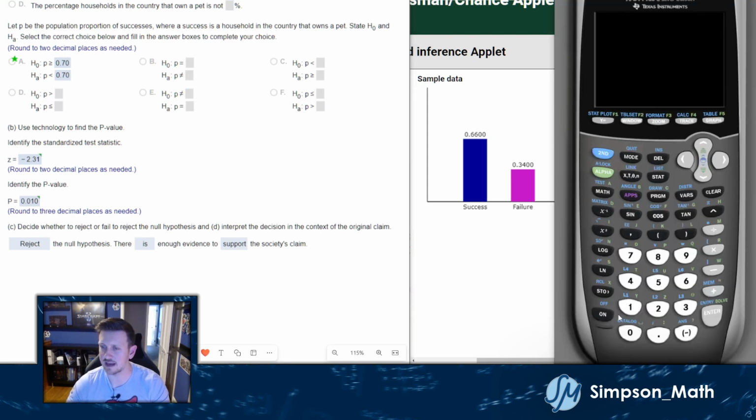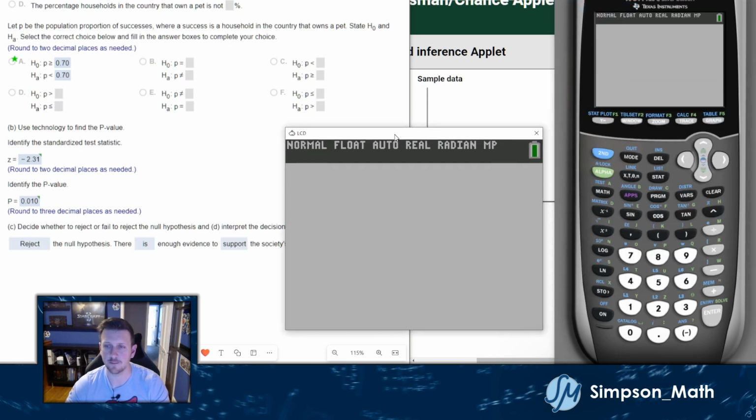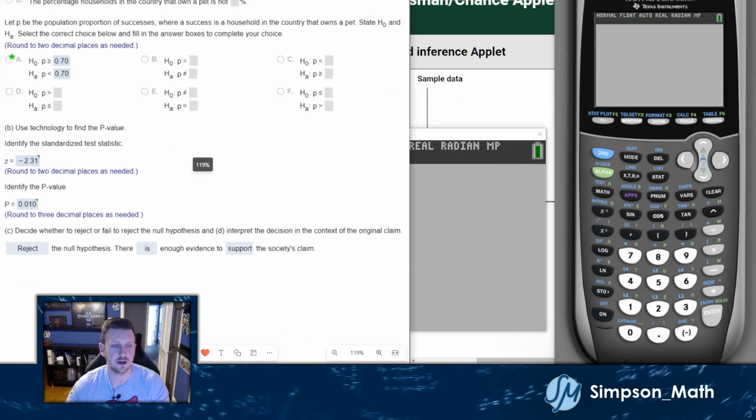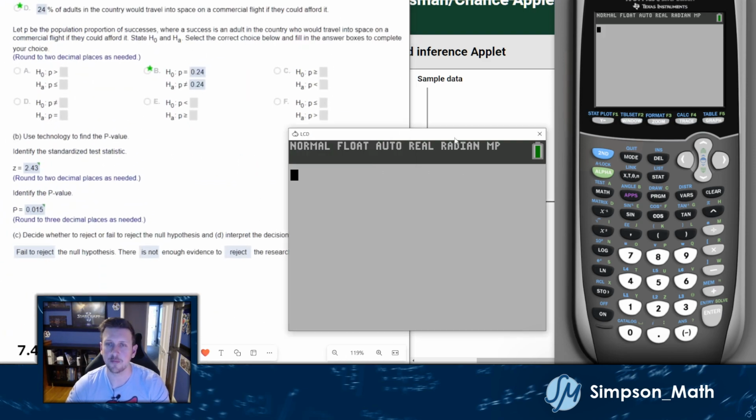Let's take a look at how to do this on an 84. Let's make the screen a little bit bigger. Here we go. Okay, so I'm going to go through these same questions that we did a second ago, but just do it on an 84.